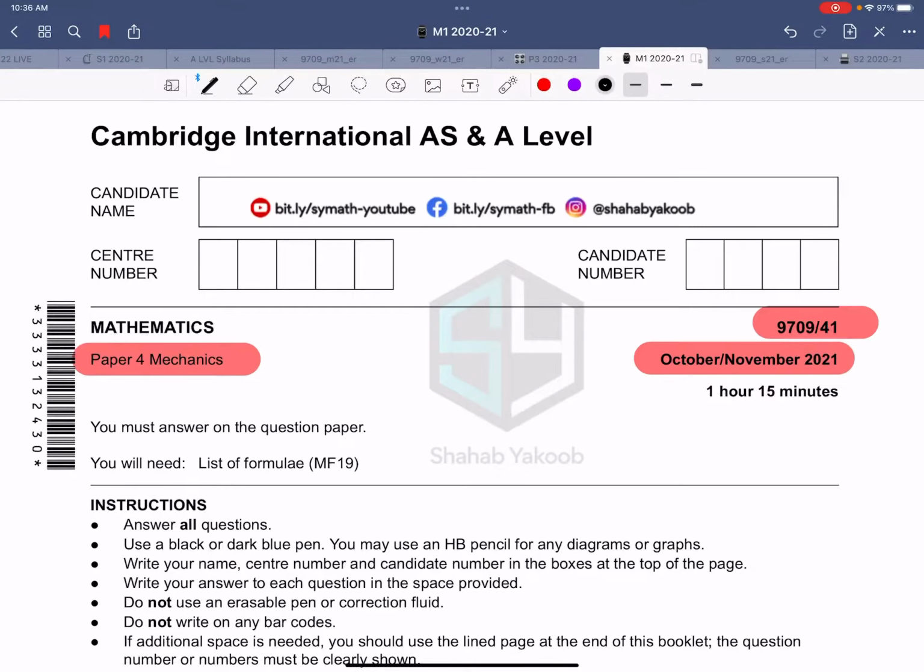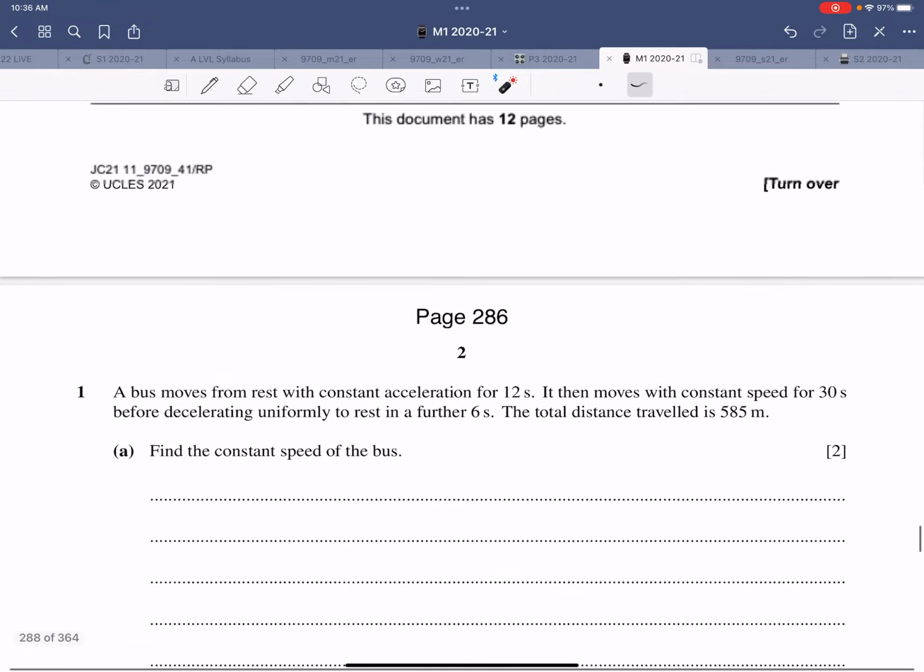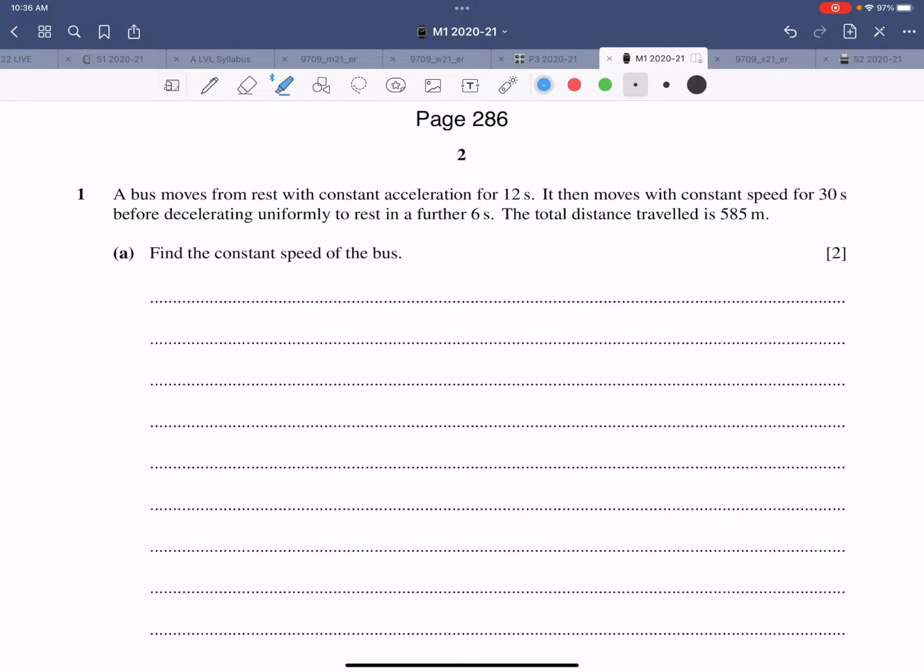Welcome to another lecture of Mechanics Paper 4. This time we'll be studying in detail October-November 2021, the first variant. Let's look at the first question.